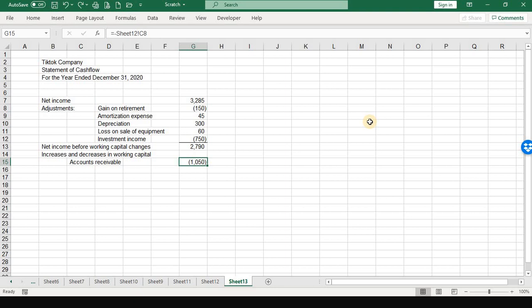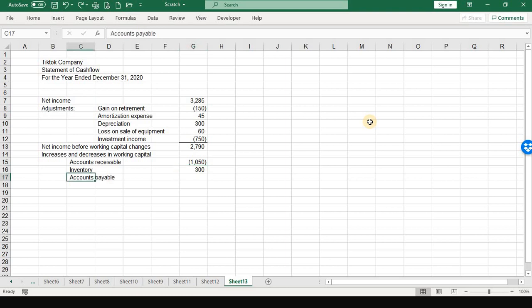However, the effect of this on cash is inverse because this is another asset. Always remember that an increase in one asset has an inverse effect on cash and cash equivalent. So that's why if a particular asset increases, the cash account decreases. And if a particular asset decreases, the cash account increases. So next is the inventory for 300. So this is increased because there is a decrease in inventory.